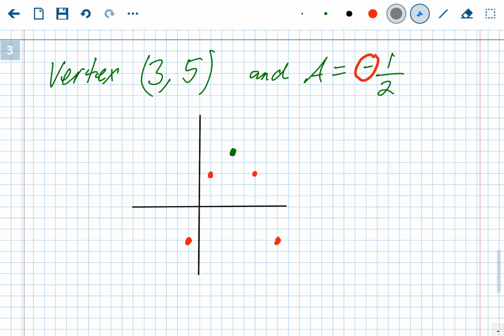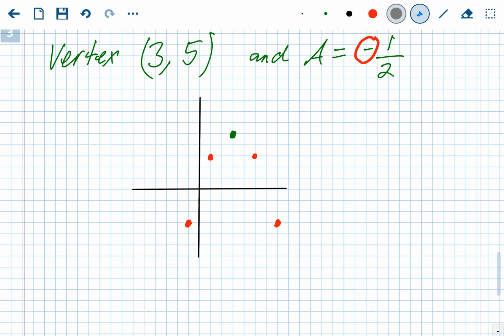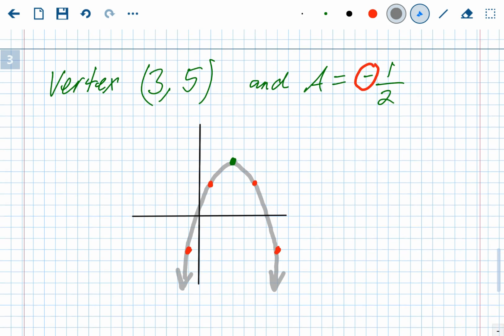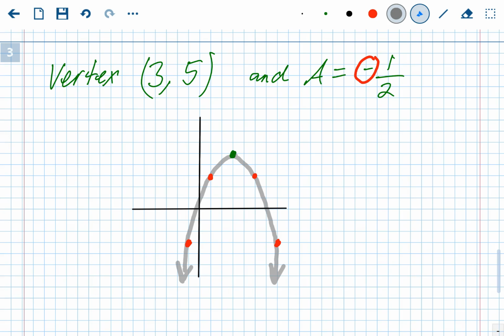And again, it's a much quicker way. Even if we were given the full equation, just using these patterns is going to be easier than plugging in a bunch of numbers. So again, that's just a shortcut. If you like plugging in numbers, that's fine. You can plug in numbers if you're given the equation. But again, you won't always be given the equation.